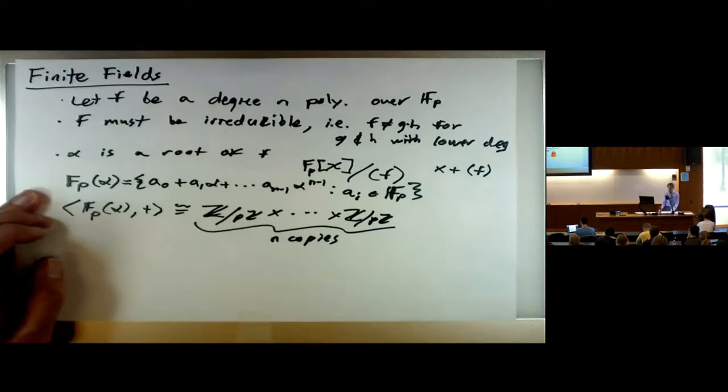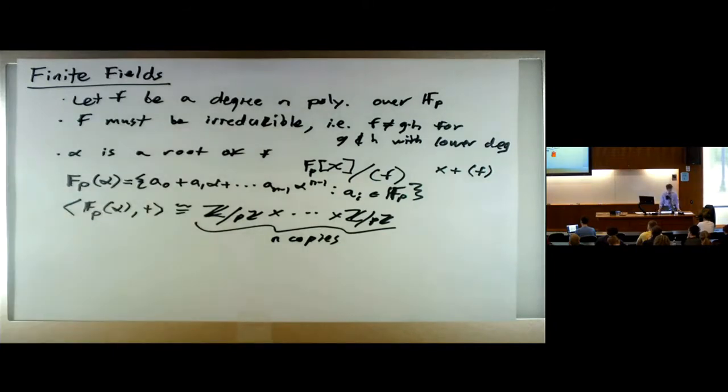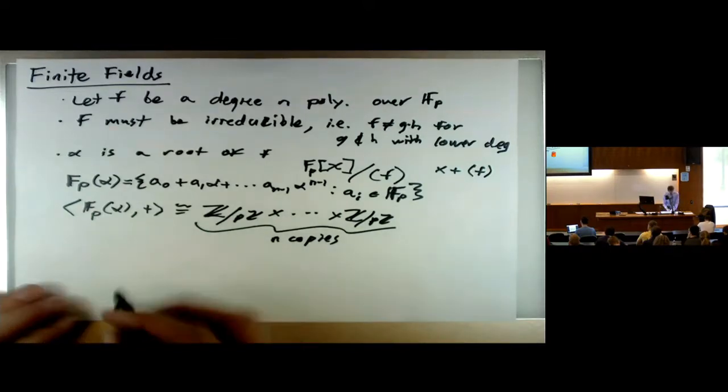It takes a little bit more work to show that the multiplicative group is cyclic. I'm not going to go through that. You can look at my notes for that, but it's true. I'm going to do a quick, easy example, the example everyone should know.